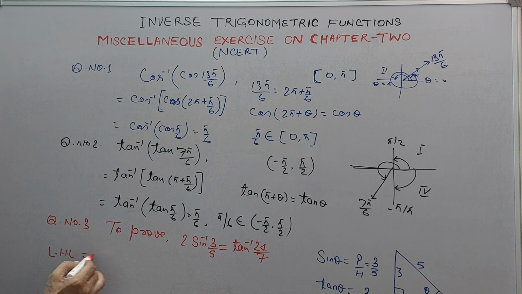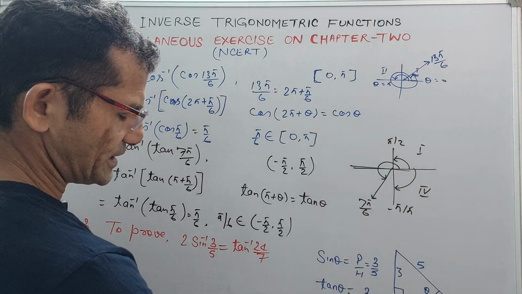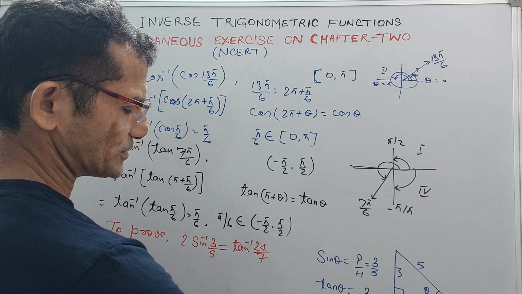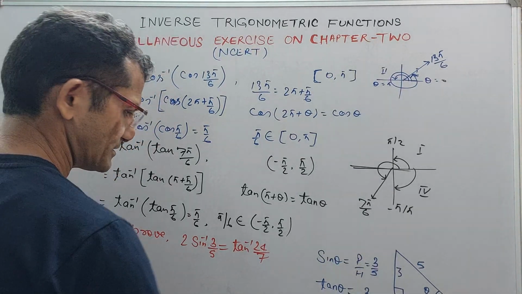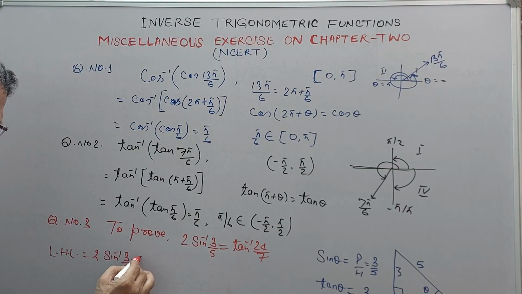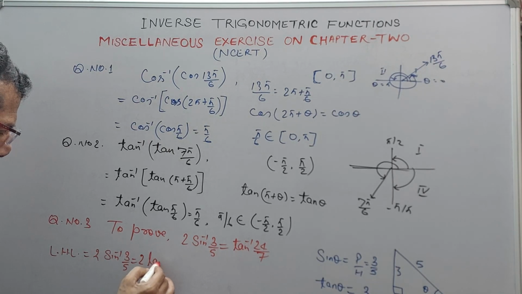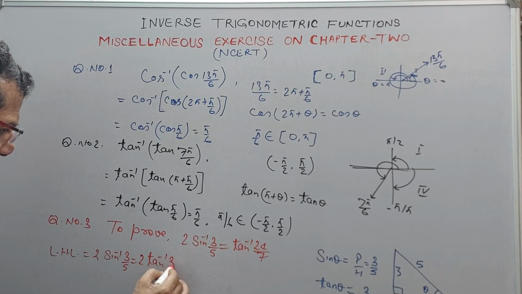In our left hand side we have the value 2 sin inverse 3 upon 5. So this will converge into, we know tan theta is equal to sin inverse 3 upon 5 and also equal to tan inverse 3 upon 4. We replace sin inverse with tan inverse 3 upon 4. So now this becomes 2 times tan inverse 3 upon 4.